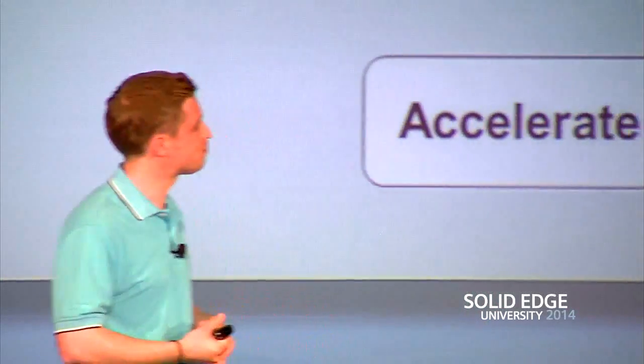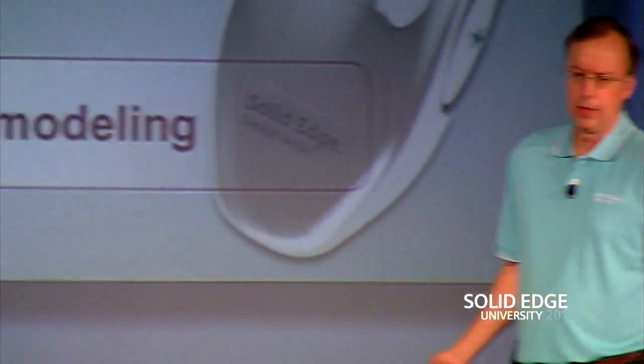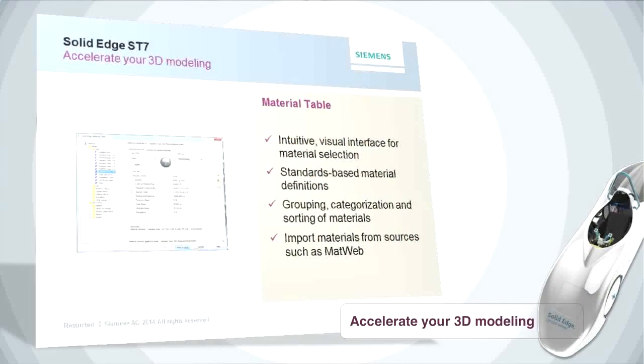Back to you, Dan. All right, super. So what you see with the material table is really, if you've worked with it in ST6 or before, it's completely different, very intuitive visual interface. Not only that, it's very standards-based, so if you're trying to work with a material standard, it's going to be much more approachable that way. They can also be grouped, so different people can use different materials. And then finally, very powerful ability to import materials from other sources, such as MatWeb.